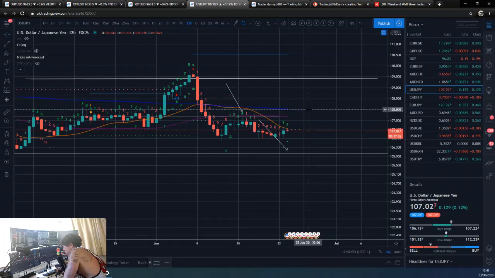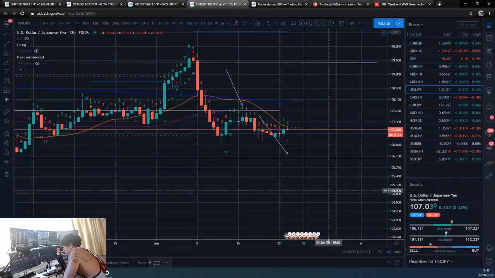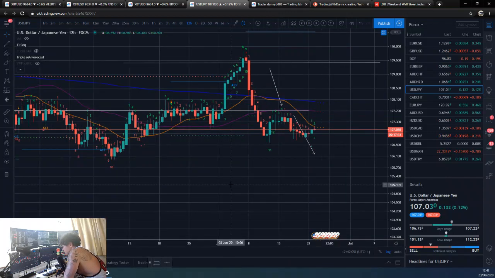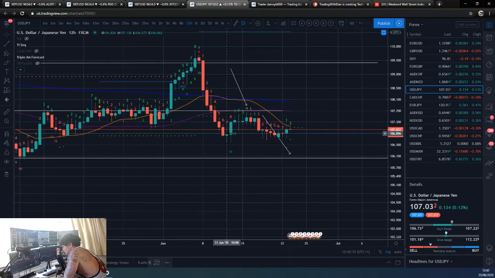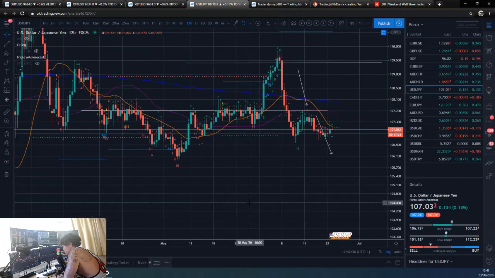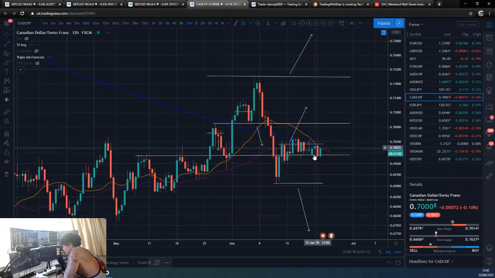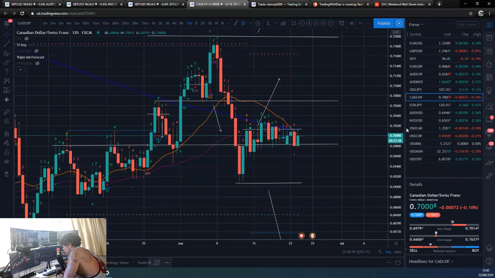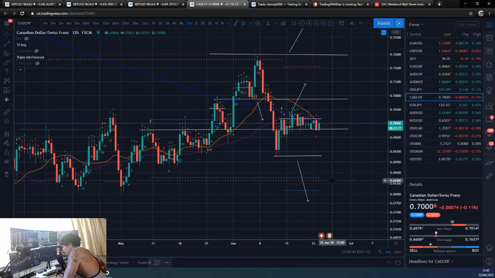The thing about the US dollar and Japanese yen, they're both risk currencies basically. When you have risk on, you borrow in dollars or you borrow in yen. So you sell dollars and you sell yen. So these two are going to trade relatively similar because they're both risk currencies. They're both carry currencies.